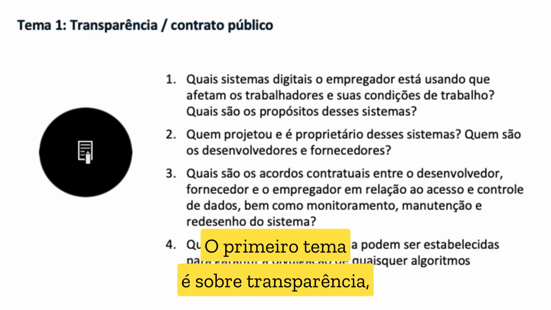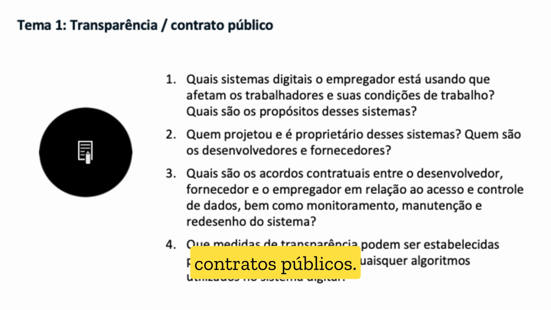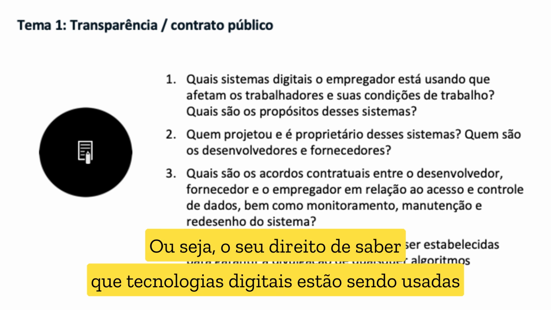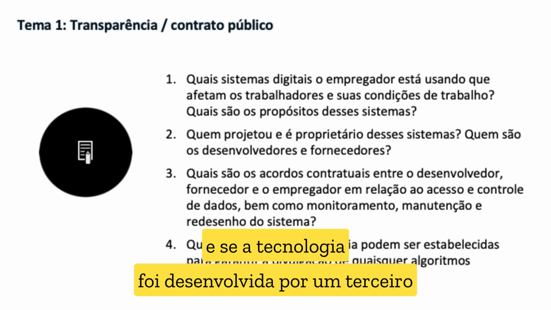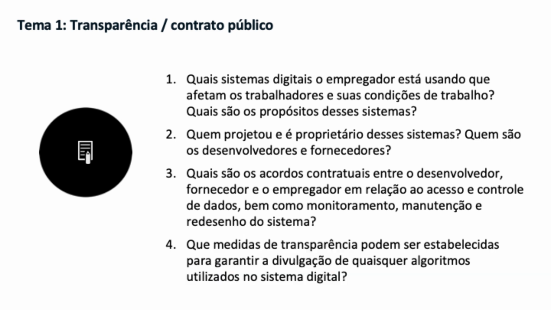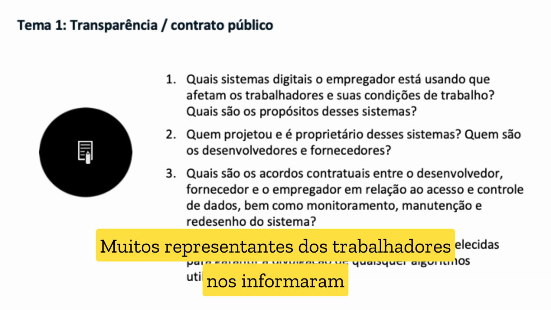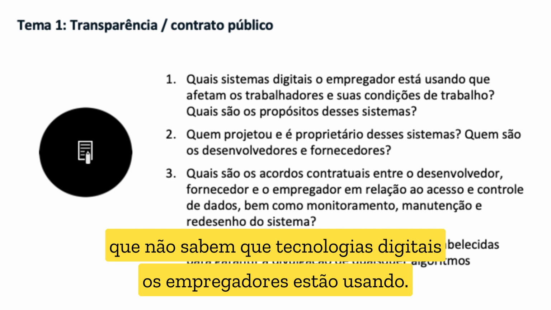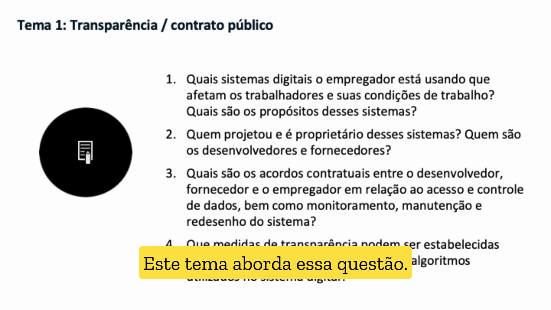Theme 1 is all about transparency, procurement and contracts, i.e. your right to know what digital technologies are being used and whether the tech has been developed by a third party who in turn might have access to your data. Many workers' reps have informed us that they do not know what digital technologies the employers are using. This theme addresses that.